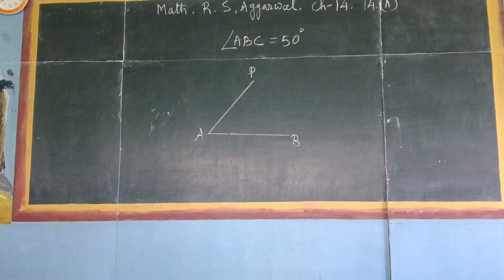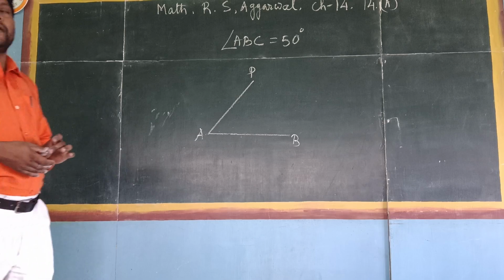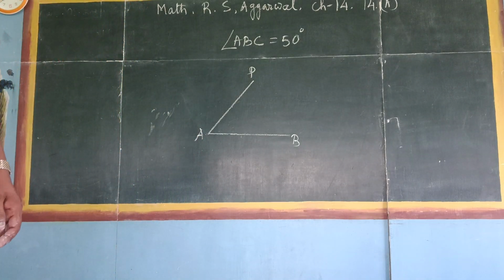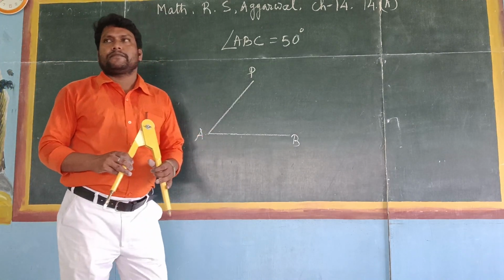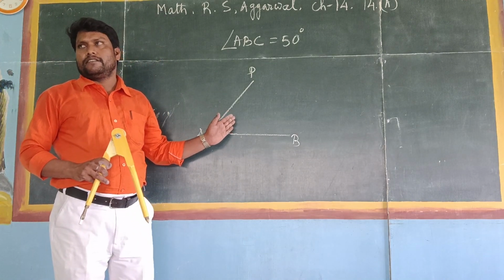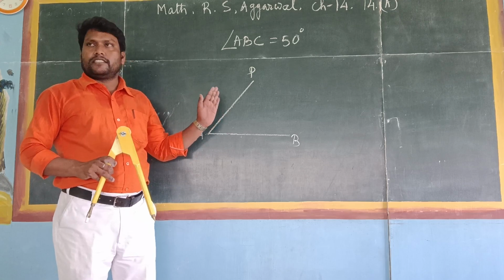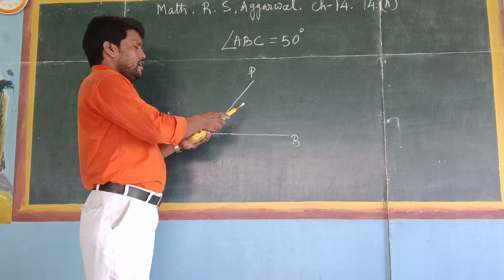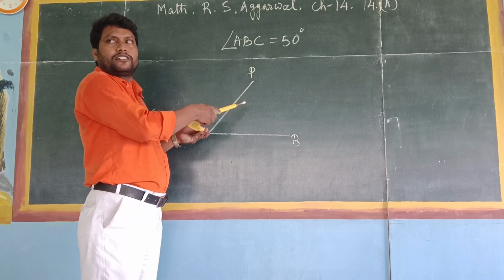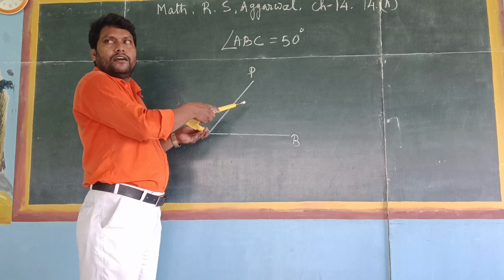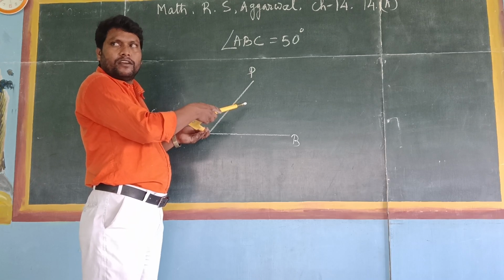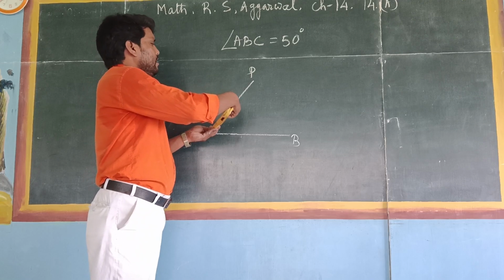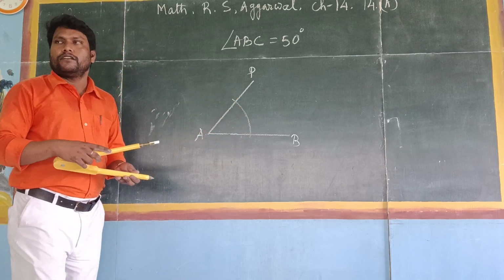Next, with the help of the pencil compass, I will bisect it. Okay. So this step is very important. Look very carefully. At first draw any arc from the vertex A. At first construct any arc. Okay.